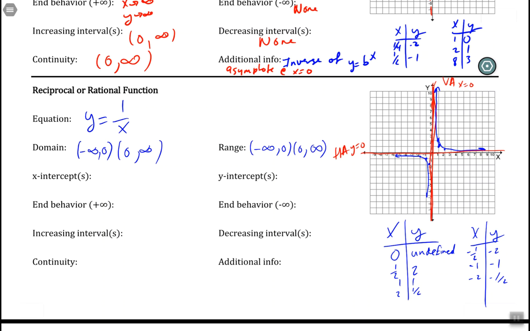Okay, x-intercept. Does it ever cross the x-axis? None. There are none because it's an asymptote. What about y-intercepts? None. Why? Asymptote.